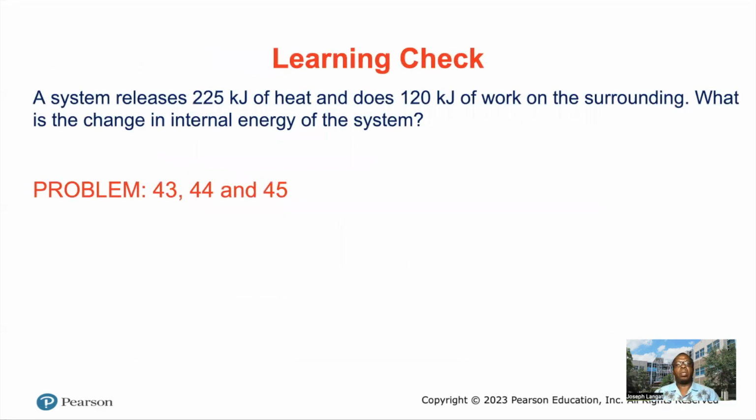Here is an example now on calculating the internal energy, or just the change in energy. Unless you know what the system means, you will not be in a position to move forward with problems such as the one you see on the PowerPoint slide. First of all, a system releases 225 kilojoules of heat and does 120 kilojoules of work on the surroundings. What is the change in internal energy?